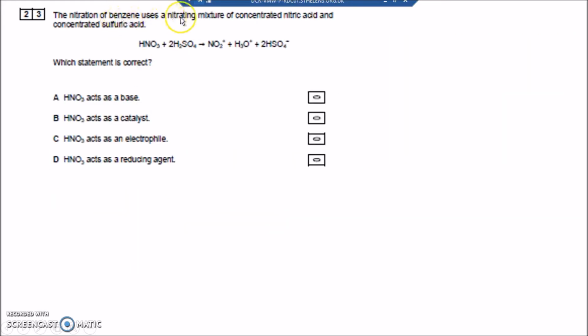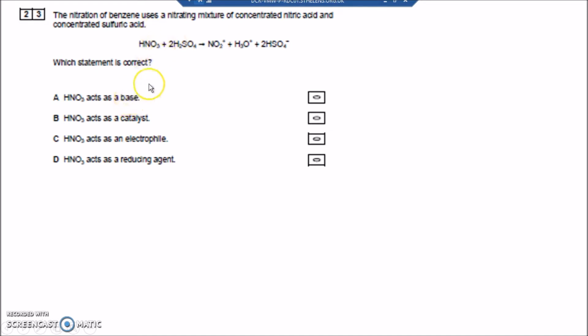The nitration of benzene uses a nitrating mixture of concentrated nitric acid and concentrated sulfuric acid. Which statement is correct? This is quite tricky. HNO3 acts as a base. Well, let's have a look at what's lost. HNO3 has become NO2 plus. So I've lost an H and an O, and if it's become plus, it's lost a minus. I've lost an OH minus, so it is acting as a base.